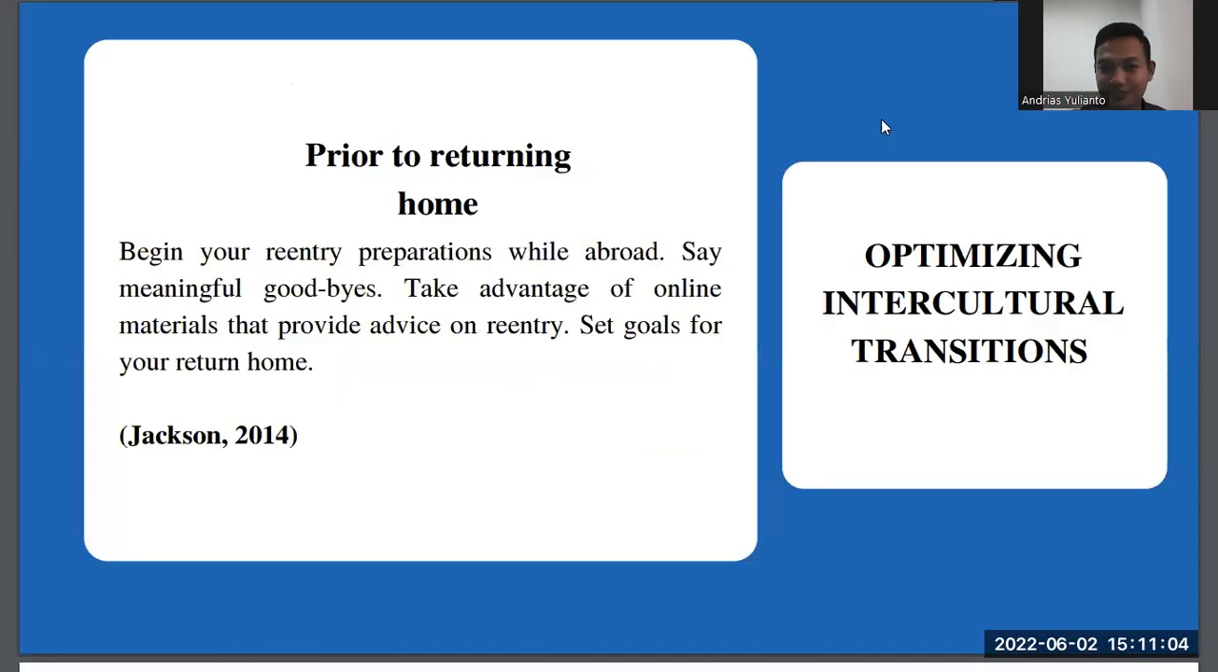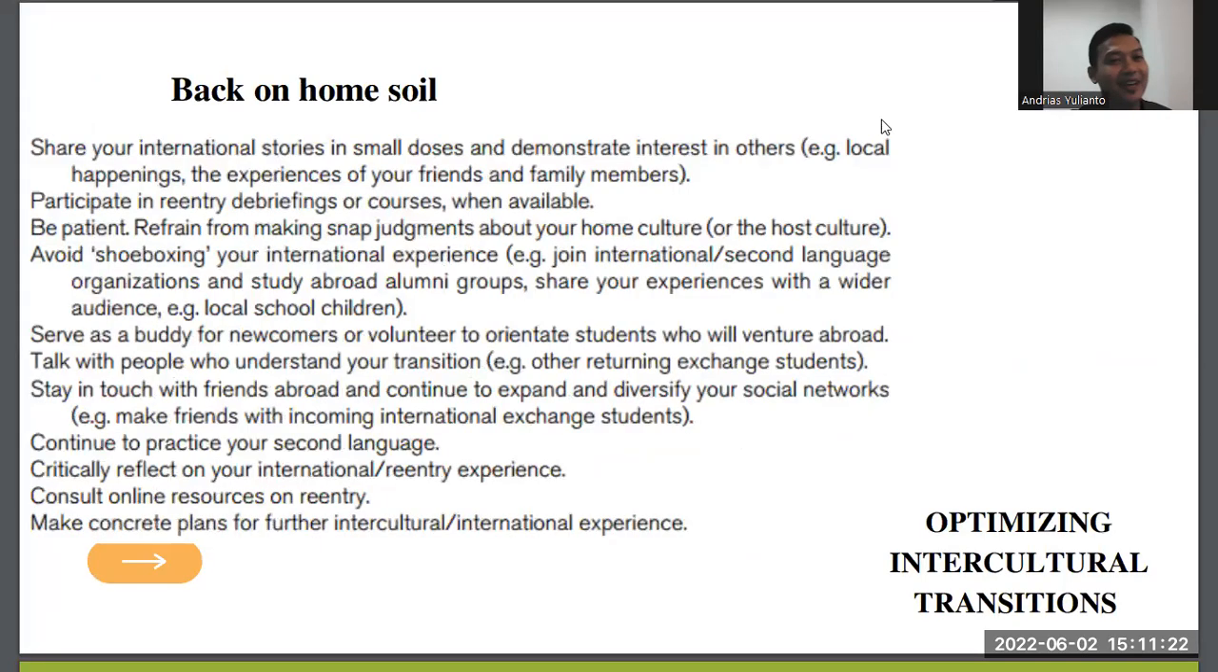Prior to returning home, begin your re-entry preparations while abroad. Say meaningful goodbyes. Take advantage of online materials that provide advice on re-entry. Set goals for your return home. And back on home soil, share your international stories in small doses and demonstrate interest in others' local happenings, the experiences of your friends and family members. Participate in re-entry debriefings or courses when available. Be patient. Refrain from making snap judgments about your home culture. Avoid shoeboxing your international experience.